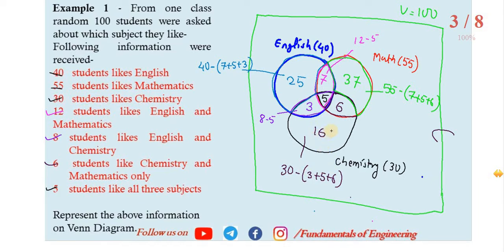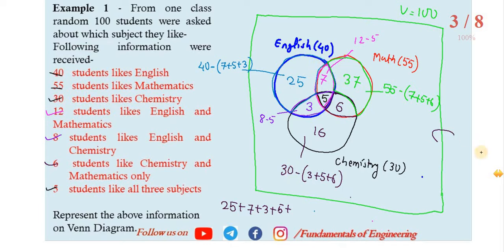So we have written all the information. Now we have to check whether the values we have written are equal to the universe, that is 100 students in one class who were asked which subject they like. So we have to add all these things. So 25 plus 7 plus 3 plus 5. That information we have written.